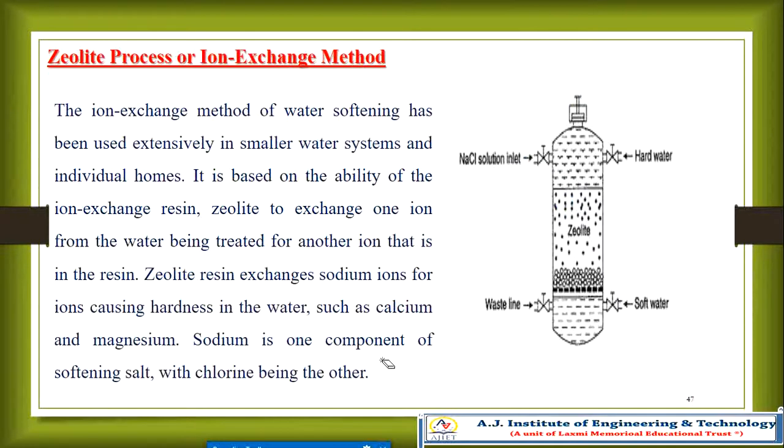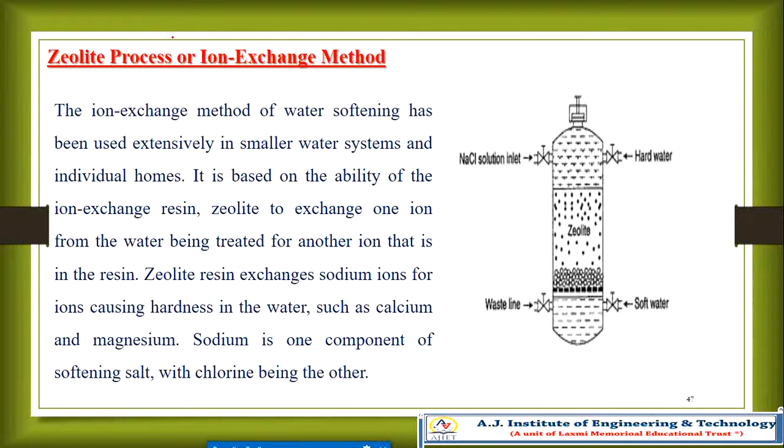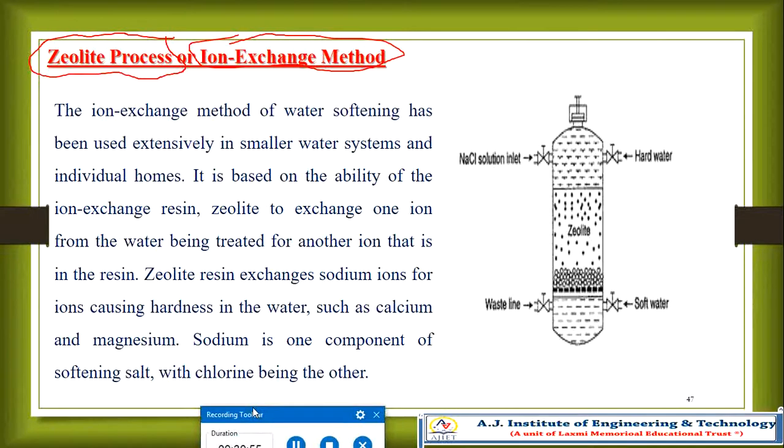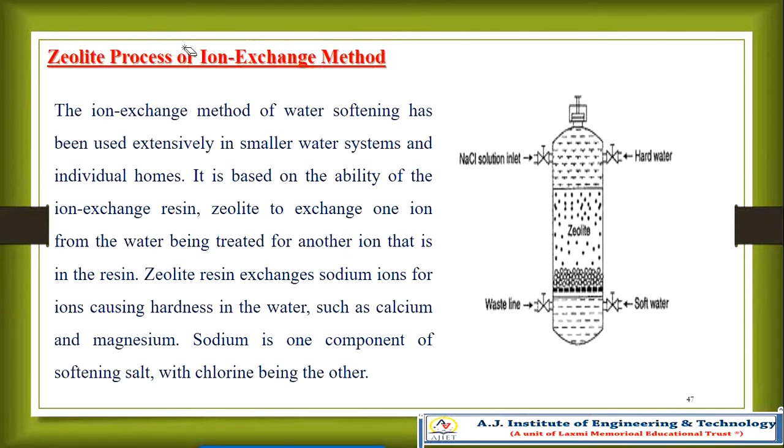Next, if you concentrate on the zeolite process, or else you can call it the ion exchange process, it is very important in terms of water softening. That is the zeolite process as well as the ion exchange process. What is the ion exchange process and the zeolite process? Let us see now.